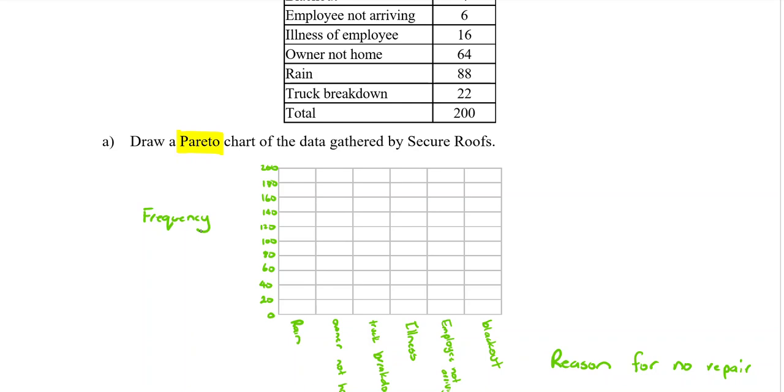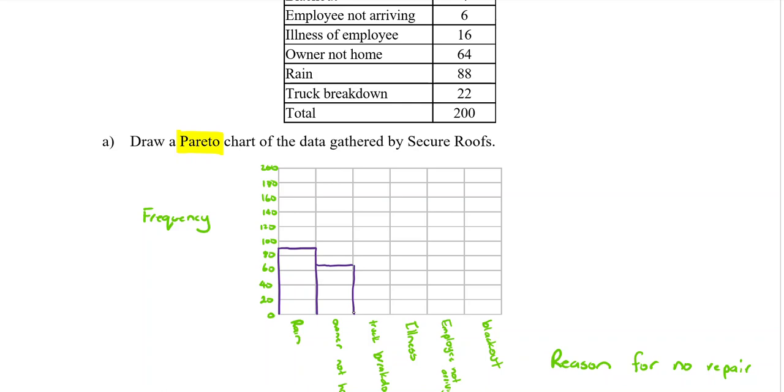Okay, so starting with the histogram, let's draw our little columns. Rain happens 88 times. Now, this is not going to be perfect. If you have a ruler, use it, because they're graphs, so they do need to be somewhat neat. Don't make them too wobbly. Owner not at home was 64 times, so 64 would be about there. No gaps between the columns, they're all next to each other.